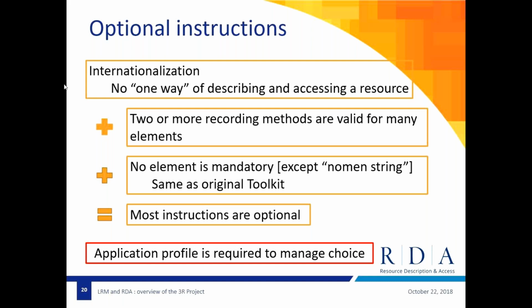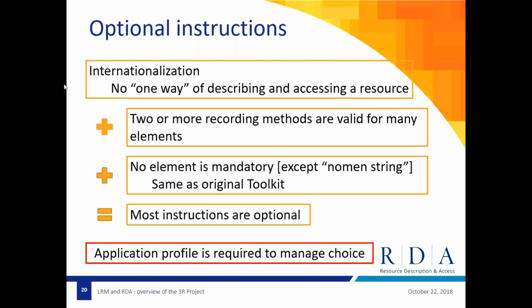So no element is mandatory except nomen string, because nomen is really, really, really weird. And that's all I'm going to say. So the result of all of this is most instructions are now optional. And how you manage choices, and by manage I mean cataloging managers, institutional managers, how those choices are made or transmitted to the catalogers who are actually doing the work is through something called an application profile, which isn't a new concept.